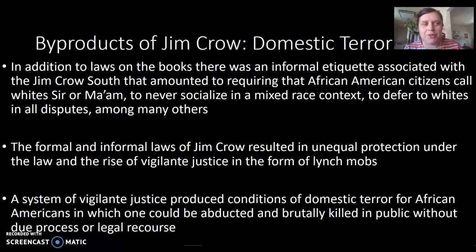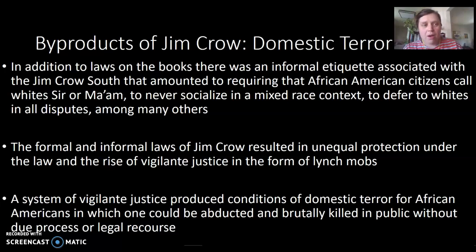A lot of people talk about sir and ma'am as being some kind of symbol of the gallantry of the South, but it's actually about enforcing a problematic and violent racial hierarchy. And so what we also see happening here is that both the formal and informal laws of the Jim Crow South result in deeply unequal protection under the law. And so what we see happening in the South is any perceived infringement on either the formal or informal rules of the Jim Crow South was met with vigilante violence.